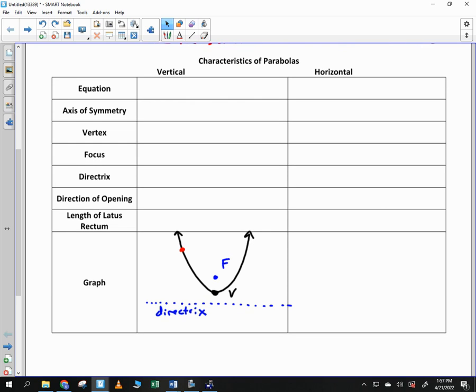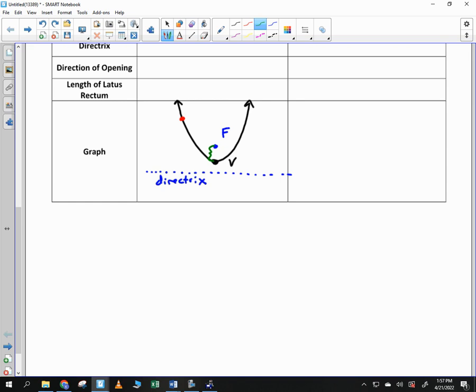So how do we know where to put the focus and the directrix? Very simply, the focus is P units from the vertex, and the directrix is P units from the vertex. P units up, P units down. We have a formula for calculating P. P is used in this equation: a is equal to 1 over 4P. We set that up and we can find P. You all good?